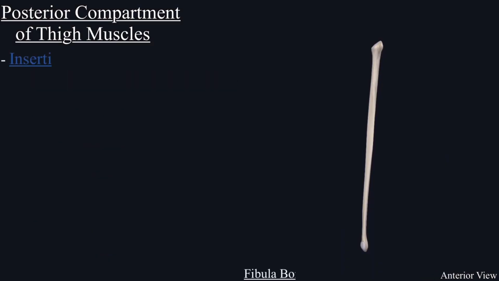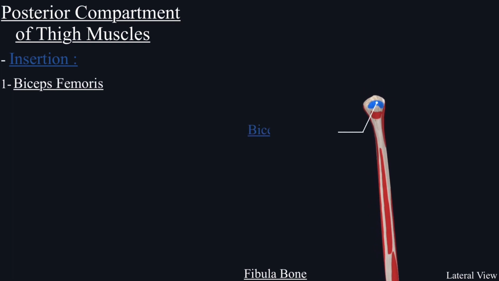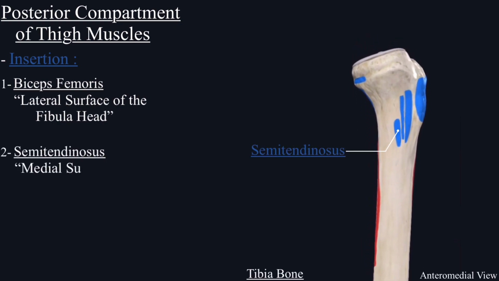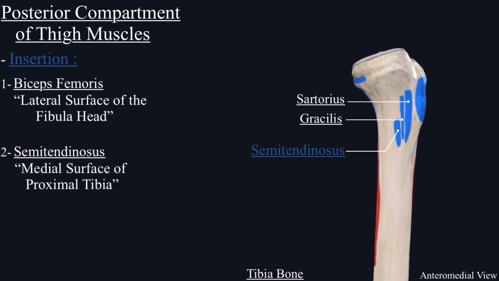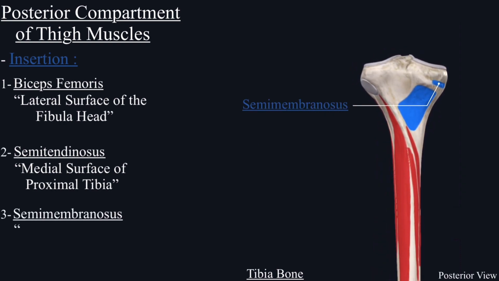Next is the insertion. Biceps femoris muscle is inserted on the lateral surface of the head of fibula bone. Semitendinosus muscle is inserted on the medial surface of the proximal tibia, posterior to the insertion of gracilis and sartorius muscle as part of pes anserinus, while semimembranosus muscle is inserted on the posterior surface of the medial tibial condyle.